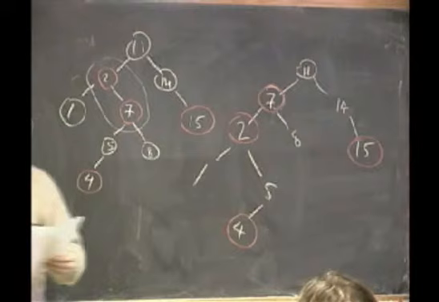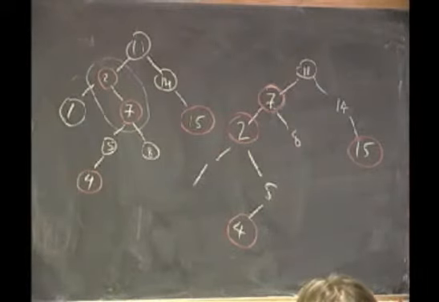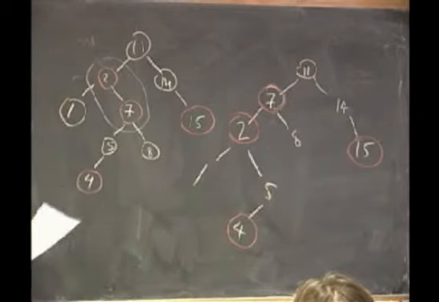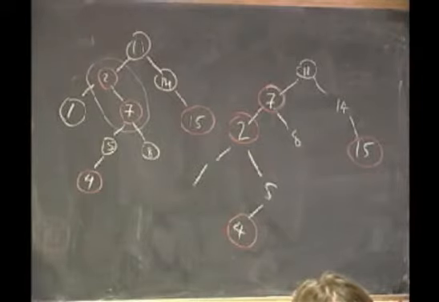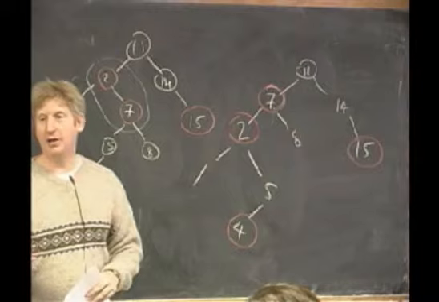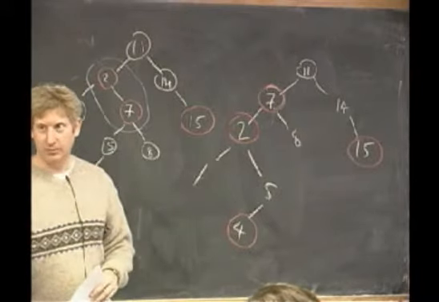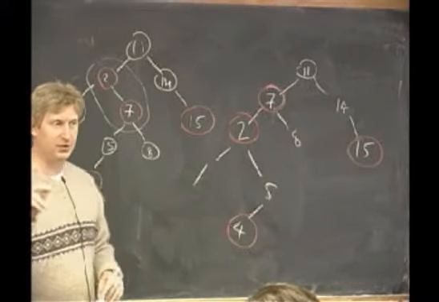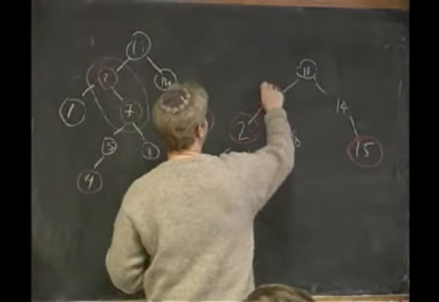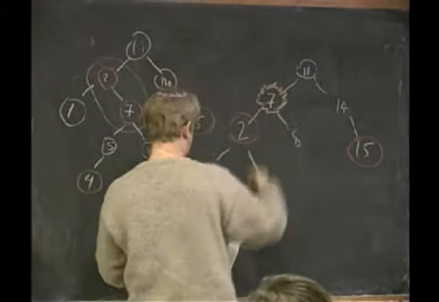How do we fix this? We have to recolor it. What do you want to do? Switch the colors of 7 and 11. Good. That's exactly right. What we're going to do right now is the last step. The first thing you do is recolor 7 and 11. Make this black and make this red.